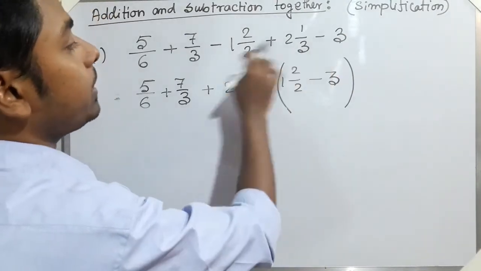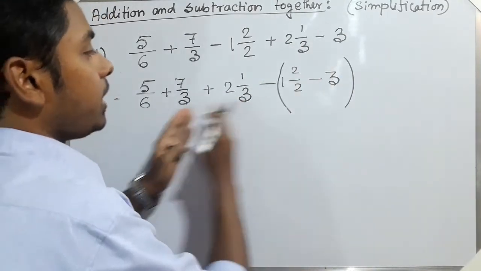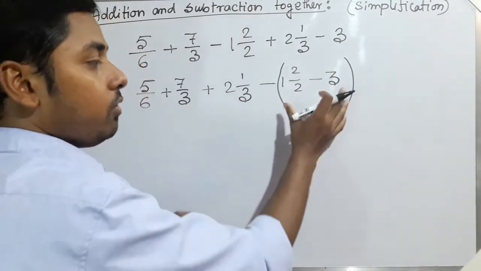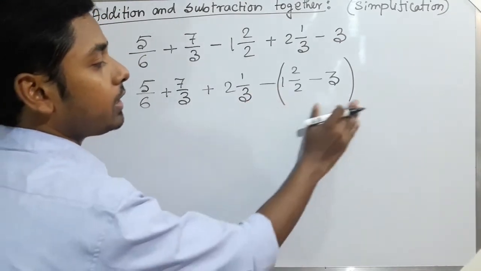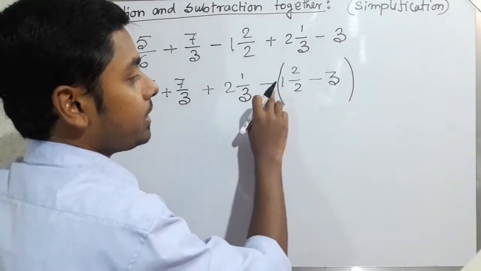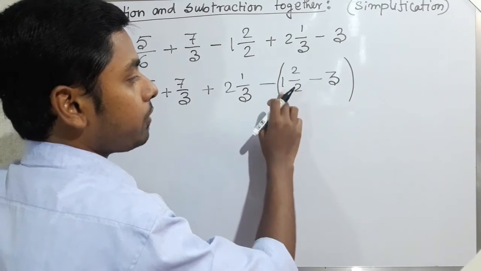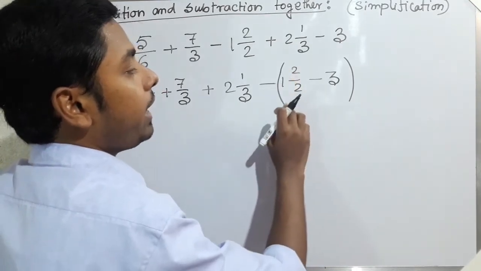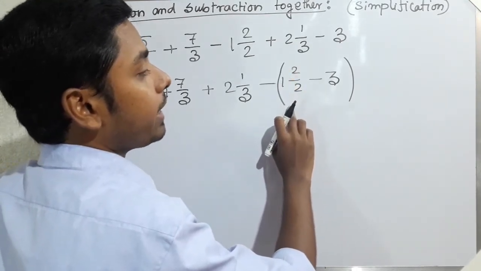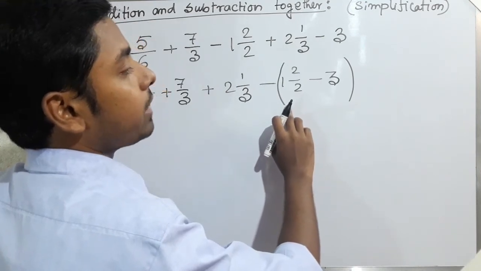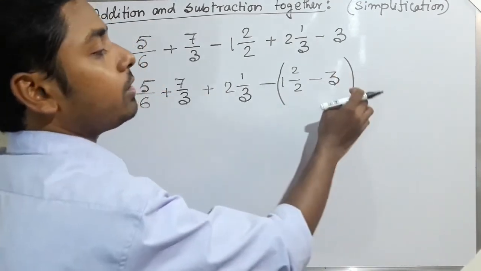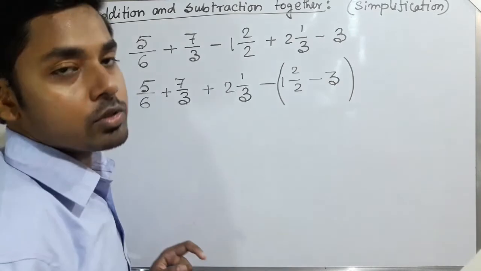You cannot do it here. After arranging addition and subtraction separately, you have to do this. And what have we done here? After the first minus and before the fraction, we have taken a bracket, and we have closed the bracket after ending all the numbers. You can see after 3 we have closed the bracket.